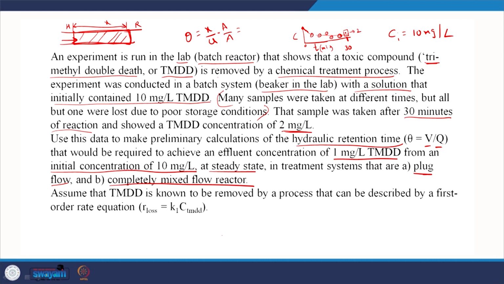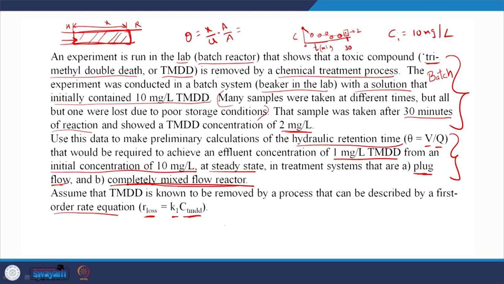plug flow and also completely mixed flow. So, again, here we have a case where we have a batch reactor, all this data is from batch, and then we are asked to approximate or estimate the behavior in a plug flow system and also in a completely mixed flow reactor. So, assume that the trimethyl double death is to be removed by a process that can be described as a first order rate equation, and the rate of loss is K1 times the concentration of trimethyl double death. That is what we have out here.